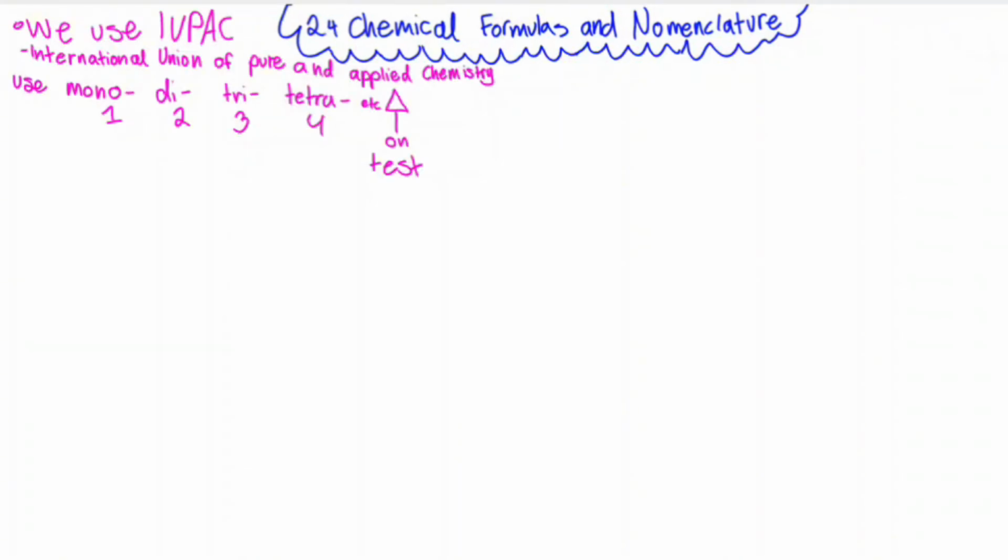When naming chemicals and compounds, we're going to be using the IUPAC. That stands for International Union of Pure and Applied Chemistry. This was a bonus question on my test, so it'll probably be on your test, anyone that has my old class. Okay, so we typically use mono, which is 1, di, which is 2, tri, which is 3, tetra, which is 4, and so on.